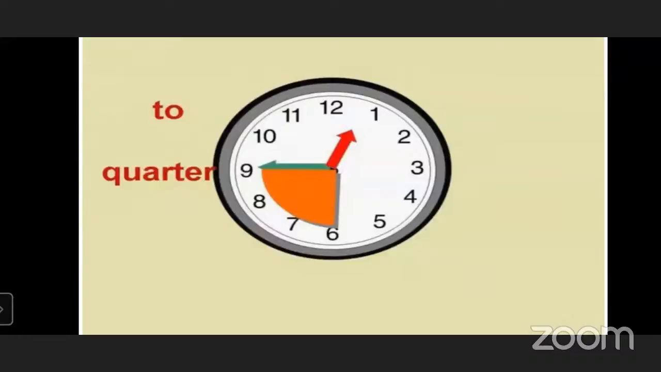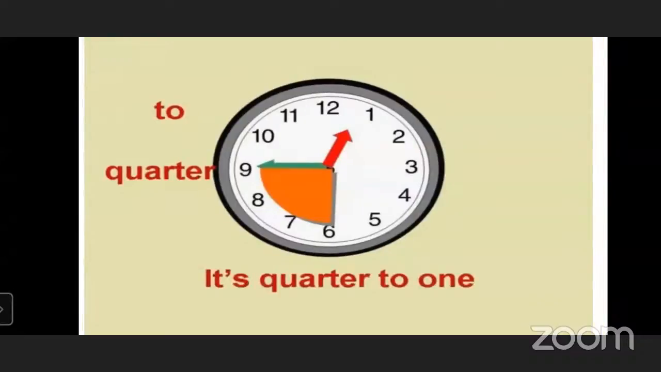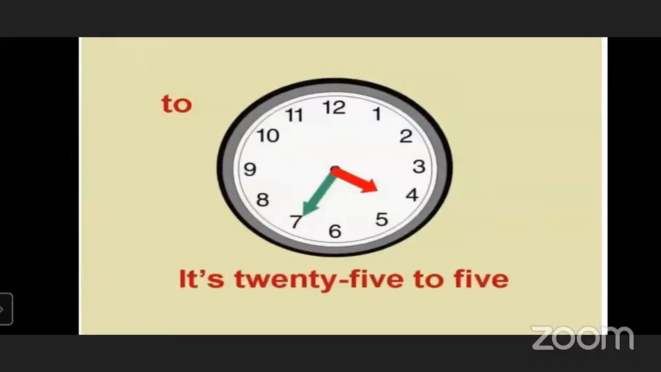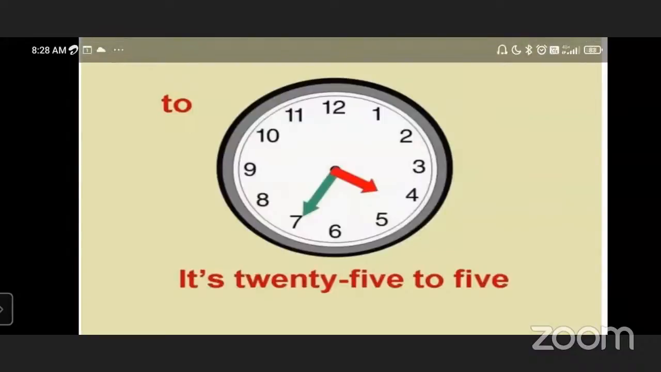So from 6 to 12, it's a quarter and half time. Okay, so you have to use "to". It's a quarter to 1. Here the hour hand is between 4 and 5, and the minute hand is on 7. So past 20 minutes, it's 25 to 5. Yes, 25 to 5.